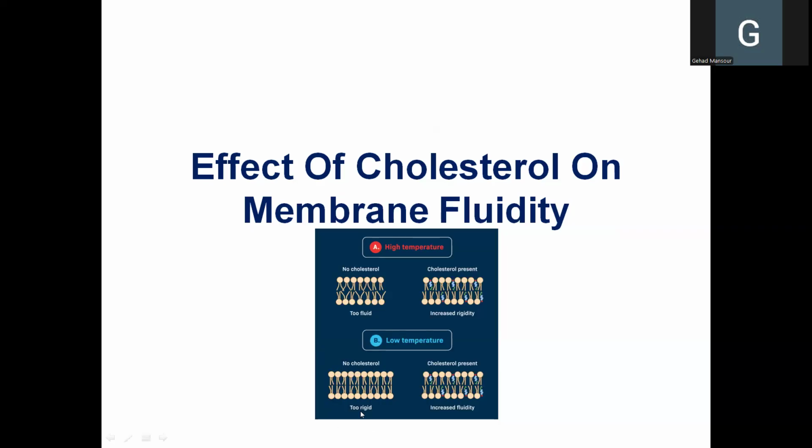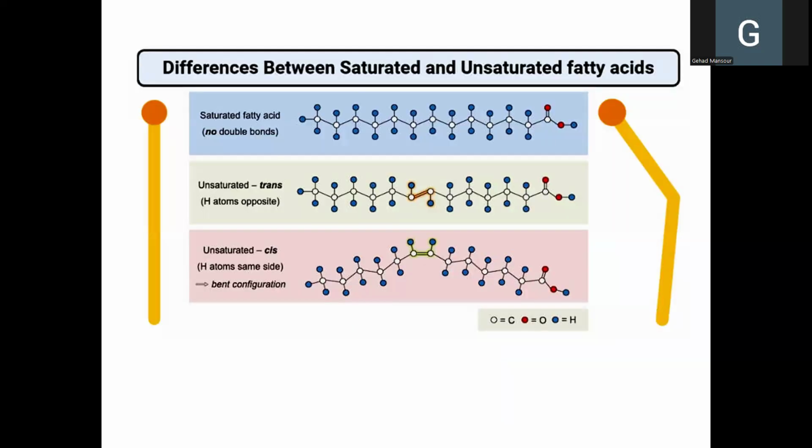Because if the cell membrane is too rigid, then it would probably interfere with the passage of substances across the cell membrane. And if it is too fluid, then there would be difficulty in maintaining the shape of the cell, and therefore, again, it would be difficult for the cell to carry out its function.